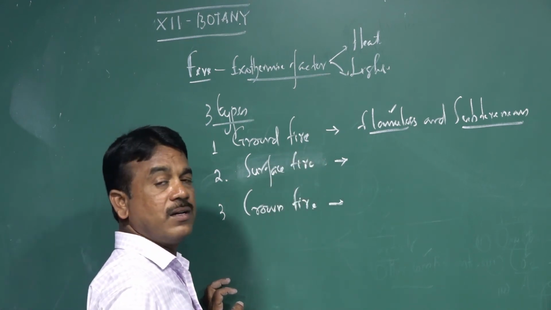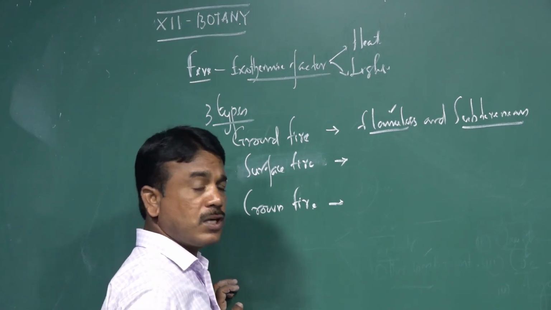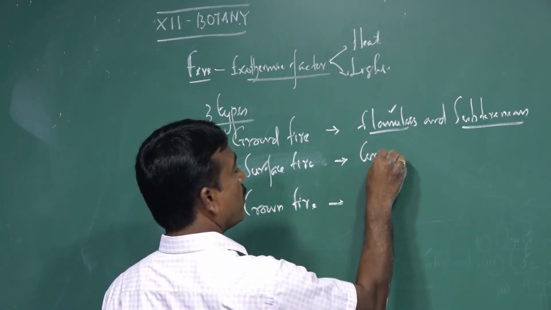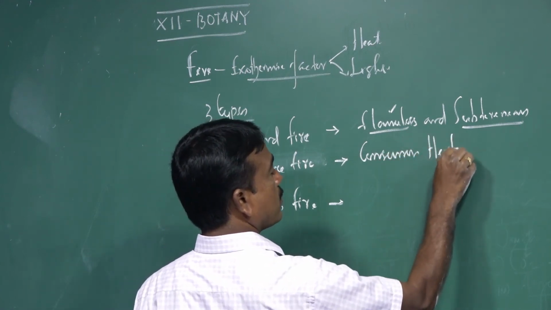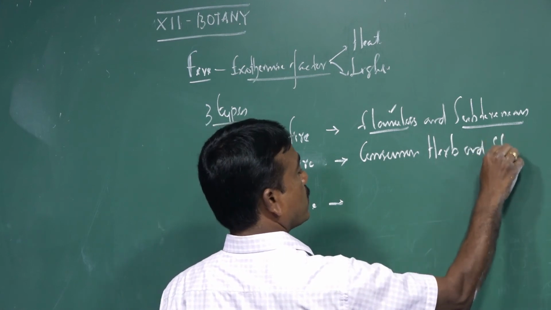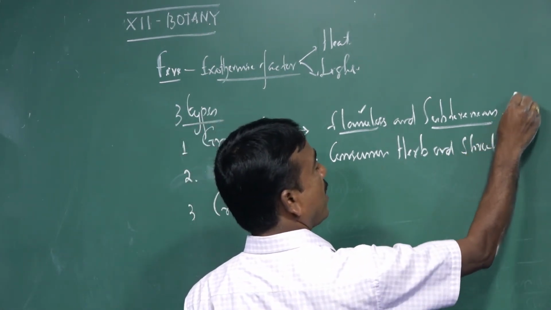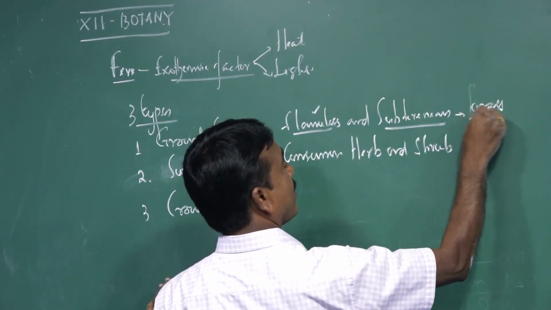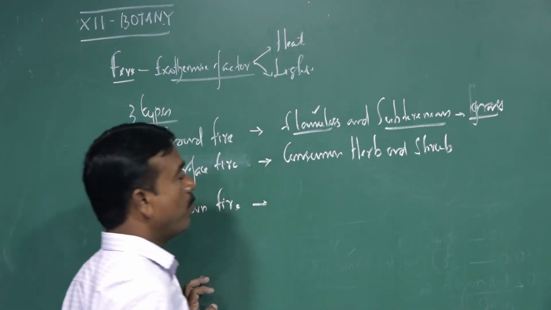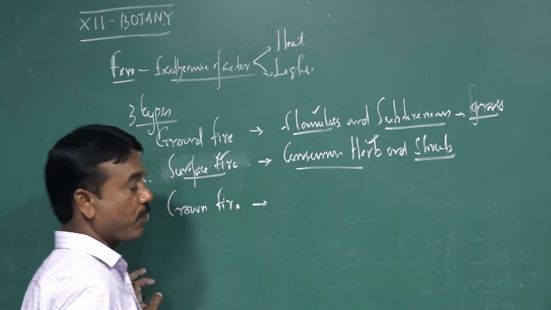Surface fire is usually a flame which consumes herbs and shrubs. So what are the examples of subterranean commonly called as? It is grasses. But here, surface fire consumes the herbs and shrubs.